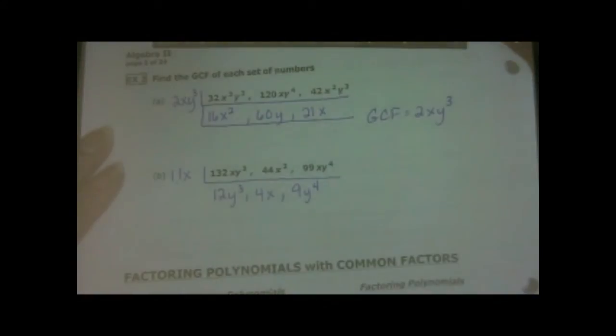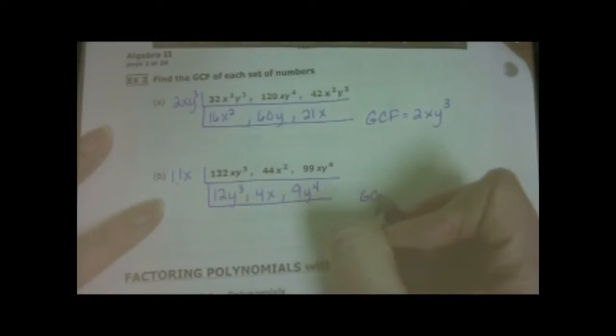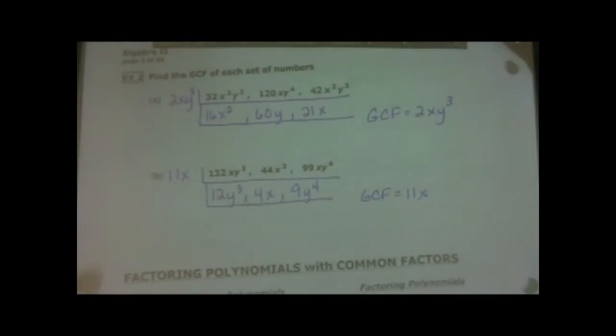Now, I know I can't go any further. Here's why. 4 and 9 have no factors in common. Can't pull out any numbers. X and y to the third, no variables in common. Can't pull out any variables. So my GCF equals 11x. Now here's what I'm going to do next.